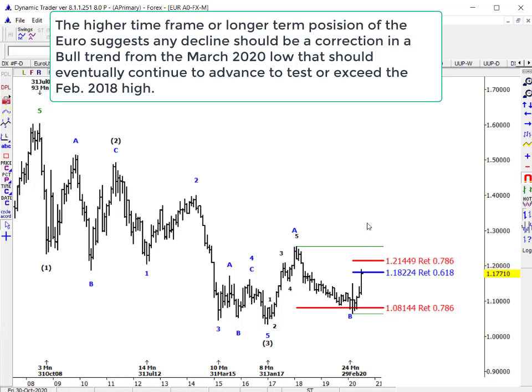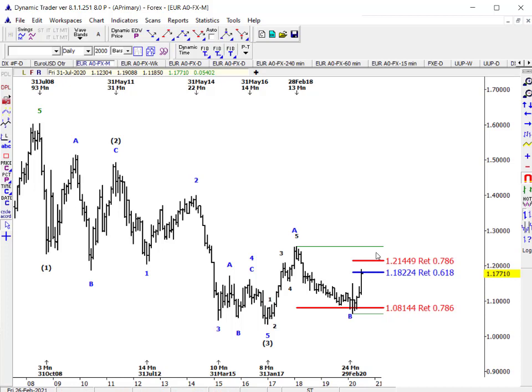So more typically, on an ABC 3-section correction, we call it a zigzag, and the wave C exceeds the extreme of wave A. But at a minimum, we should have a fair ways to go and many months to go before we complete this euro bull market that began in February of this year. Of course, the dollar is in just the opposite position. So let's take a quick look at the dollar.